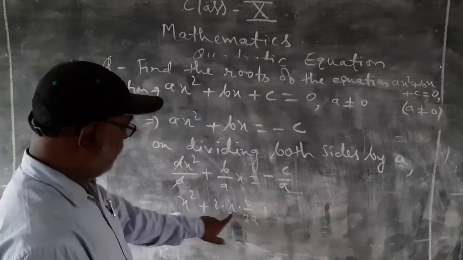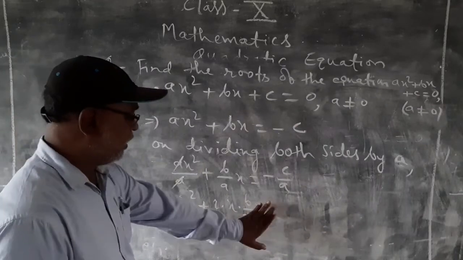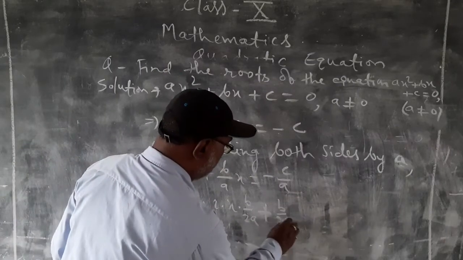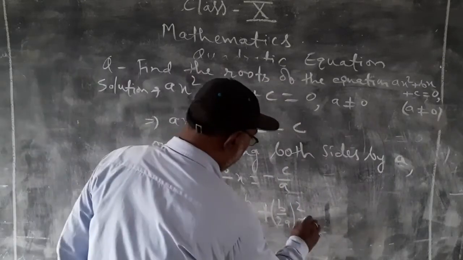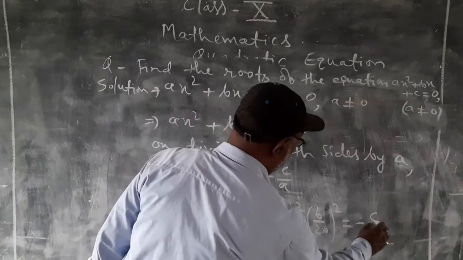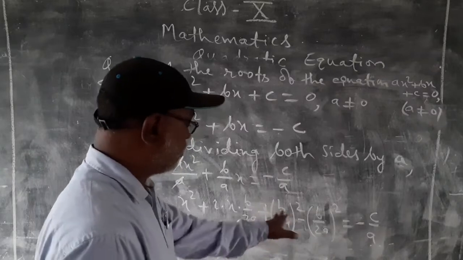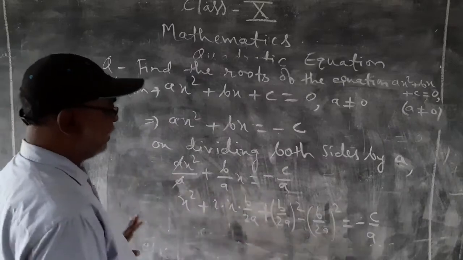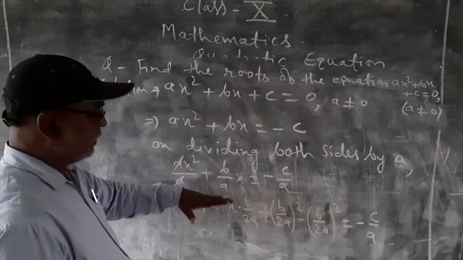If you cancel 2 and 2, you will get b by a x. Here, x is considered as a, so a square plus 2ab, and in place of b you have b by 2a. Therefore you must have b by 2a whole square so that you can apply the formula for a plus b whole square. Since b by 2a whole square is added, you have to take minus b by 2a whole square also, because there should be no difference between the two steps.